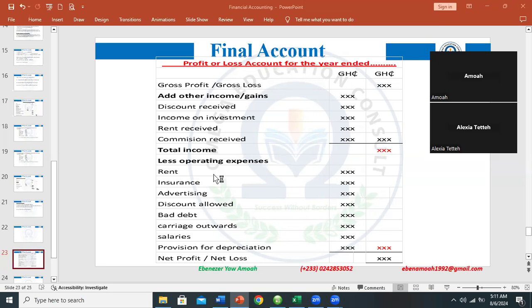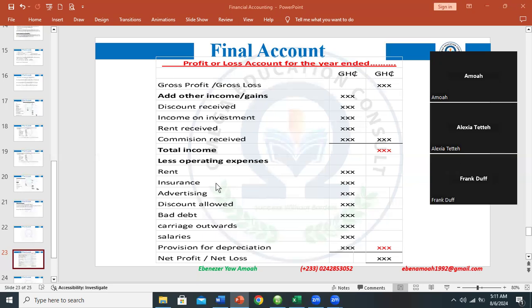And then you compare with your total expenses. The expenses that we listed, you sum all of them up and push it under. So in the profit and loss account, it's only your income versus your expenses, right? Okay. So let's take the first illustration.